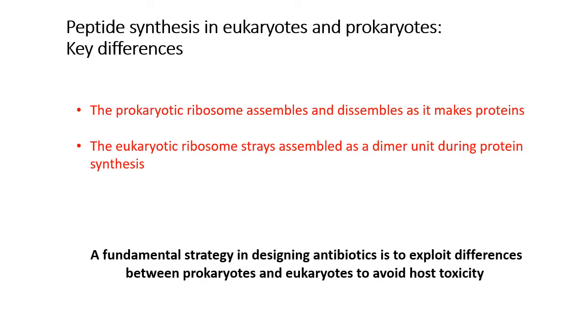So what's the difference? The difference is the prokaryotic ribosome assembles and disassembles as it makes proteins, whereas the eukaryotic ribosome stays assembled as a dimer unit during protein synthesis. And this difference can be exploited in drug design. It's a way of avoiding toxicity to the host cell ribosomes.